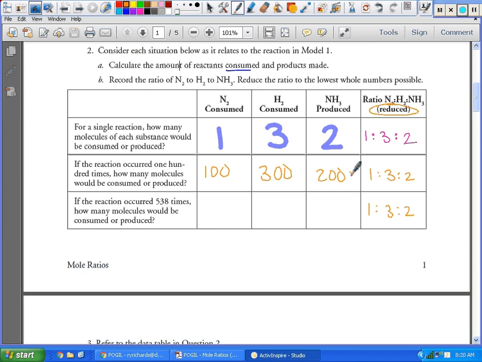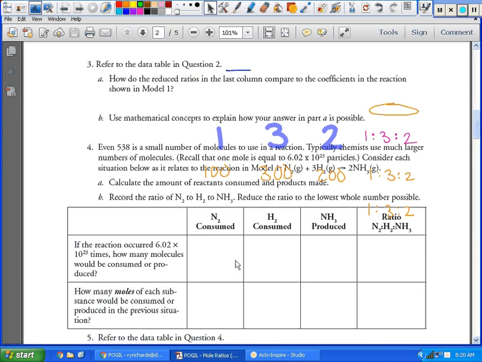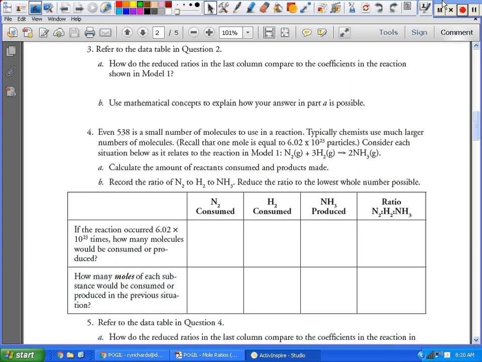And where did those numbers in that last column come from? The coefficients. Okay. All right, so 3A. How do the reduced ratios in the last column compare to the coefficients in the reaction shown in Model 1? They're the same. They are the exact same. Use mathematical concepts to explain how your answer in part A is possible. It's always the simplest ratio. Does that make sense? Doesn't matter how many you have, you can always reduce it to the smallest whole number ratio.